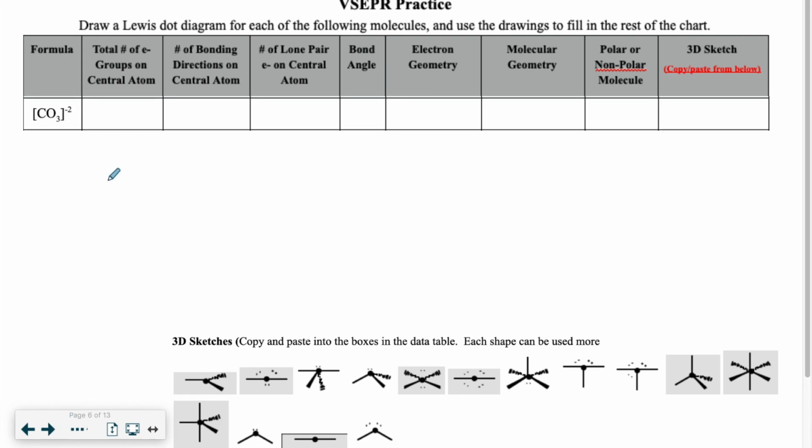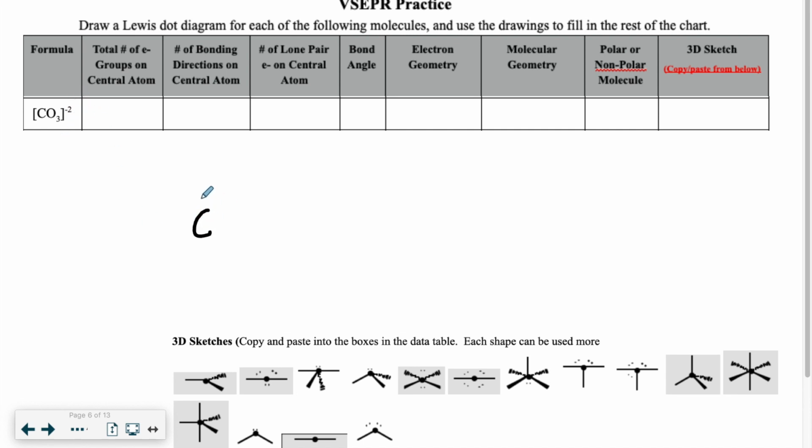All right, in our next example, we have CO3 with a -2 charge. Now, I did show you an example of something like this in class. This -2 means that you have 2 extra electrons that you can kind of place wherever they are needed in order to make this thing follow the octet rule. Notice there's no star here.